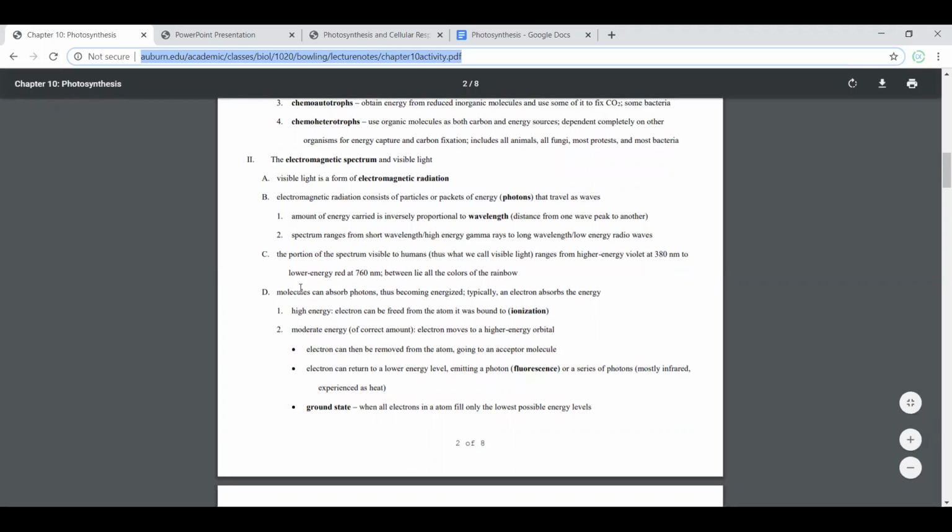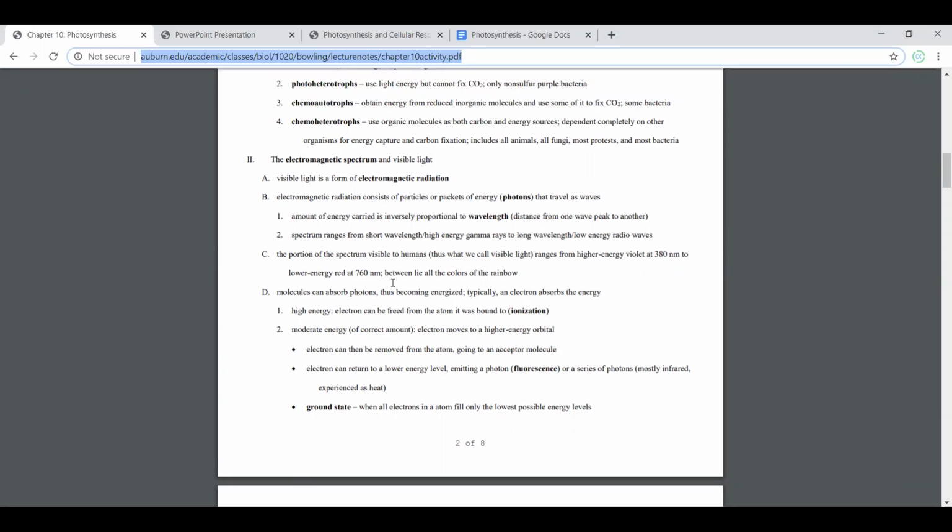But then you can also have lower energy red light at 760 nanometers. So 760 nanometers is double that of 380 nanometers. So red light has half the energy of violet light. And so this visible light is pretty much all the colors of the rainbow. That is what the visible light spectrum is made up of.